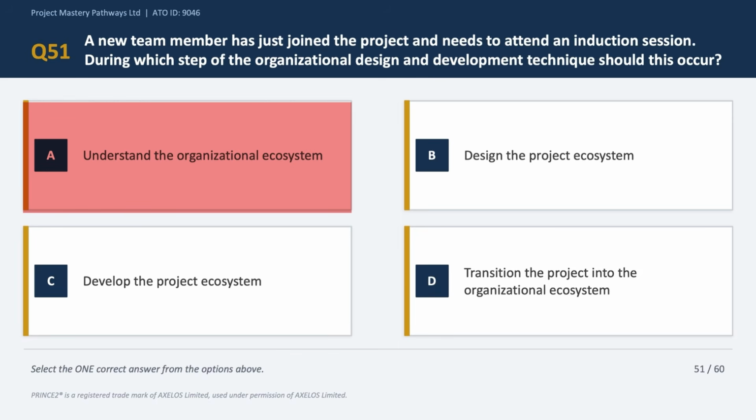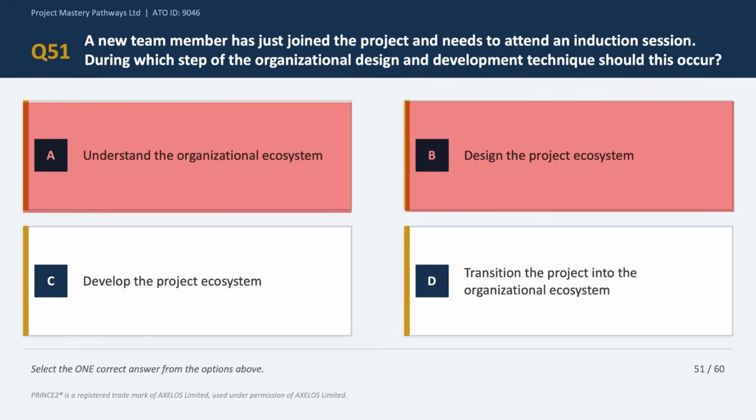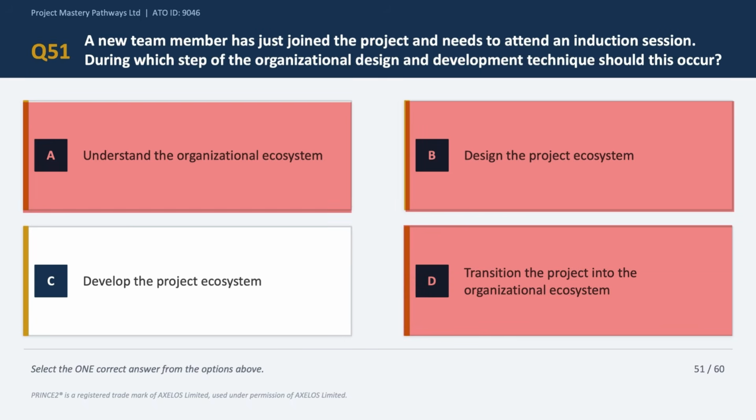Let's look at option B, which says design the project ecosystem. And this is where the project management team structure and role descriptions are designed. It's a planning activity, not a people development activity. So option B is incorrect. Option D says transition the project into organizational ecosystem. Now this step is about moving the outputs into the operational use at the end of the project to realize the benefits, right? An induction session is really, if you think about it, not the part of this. So we can eliminate option D as well.